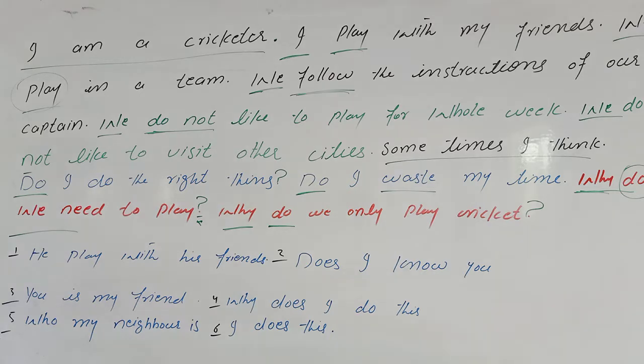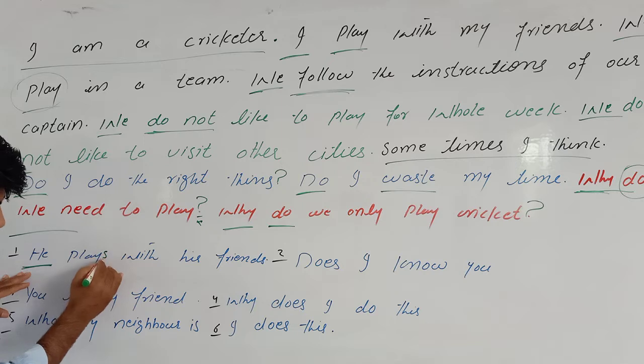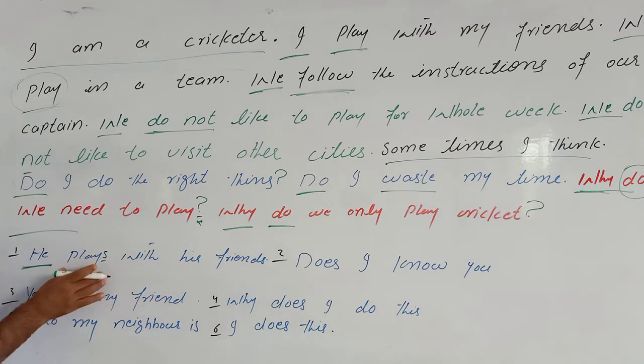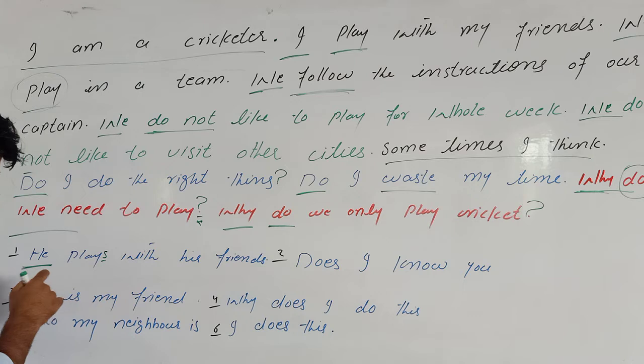Correct? No, it is not correct. Why? Because here we have this he, and we have to clearly understand this thing. With he, she, it and singular noun we add s, es or ies with the base form, with the main form of the verb. So, he plays with his friends. This is the right sentence. Okay, don't forget this.